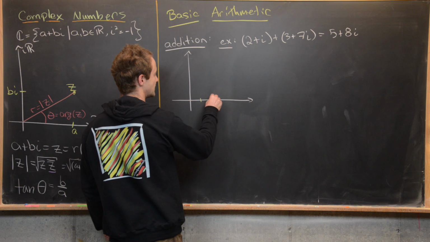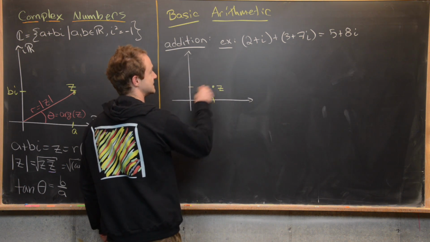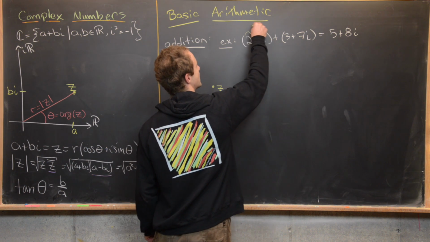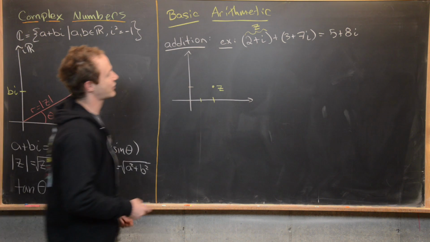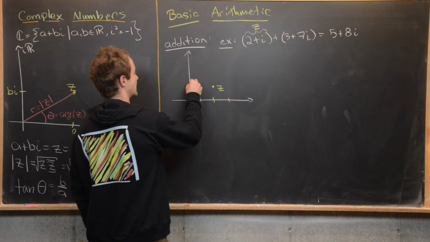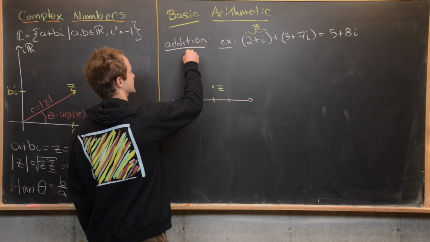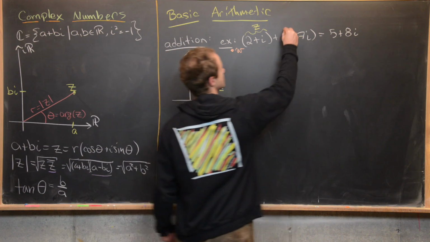So notice 2 plus i is maybe this point right here, which I'll call z. So let's, again, maybe call this thing up here z. And then 3 plus 7i, so that's going to be out here 3, and then 7, so that's way up here. Maybe we'll call this point here w.